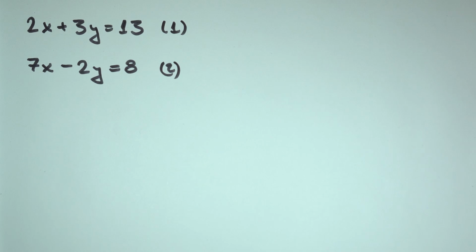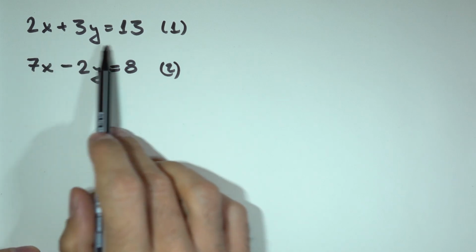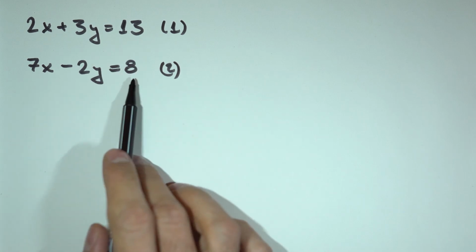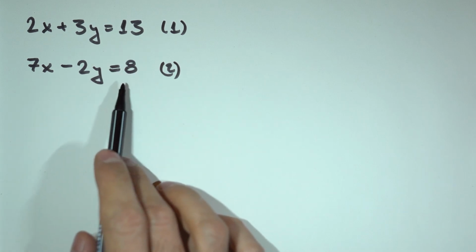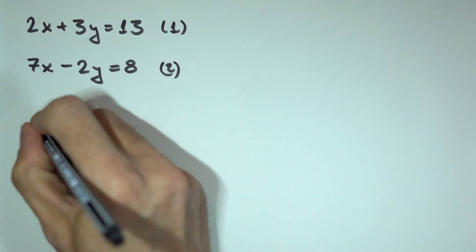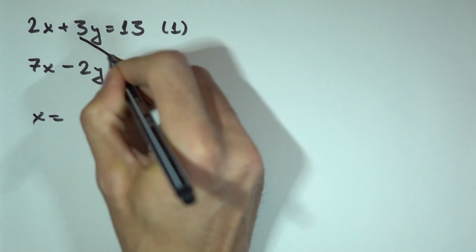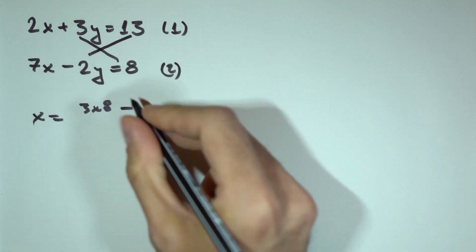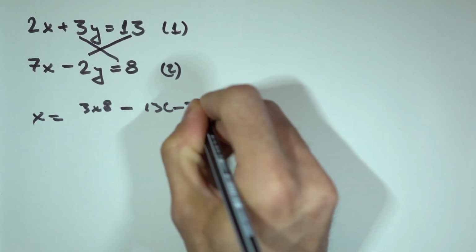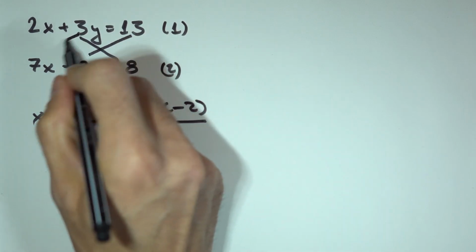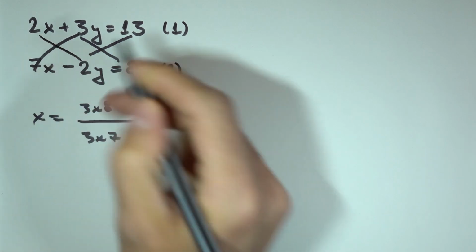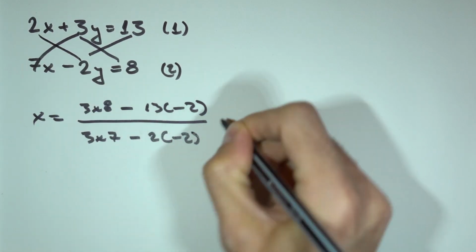So let's begin. We have 2x plus 3y equals 13, and at the same time 7x minus 2y equals 8. Whenever we have something like this, we can immediately write that x equals this times this, which is 3 times 8, minus this times this, which is 13 times minus 2, over this times this, which is 3 times 7, minus this times this, which is 2 times minus 2.